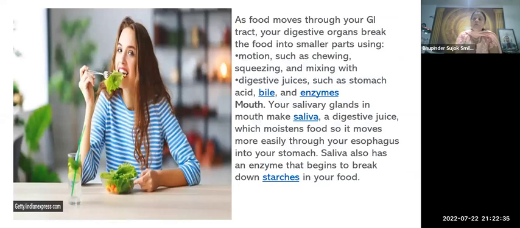Now, as food moves through your GI tract, your digestive organs break the food into smaller parts using motion such as chewing, squeezing, and mixing with digestive juices such as stomach acid, bile, and enzymes. So your salivary glands in the mouth also make saliva, a digestive juice which moistens food, so it moves more easily through your esophagus into your stomach. Saliva also has an enzyme that begins to break down starches in your food.